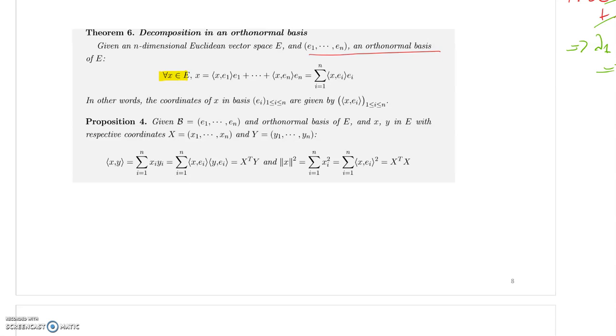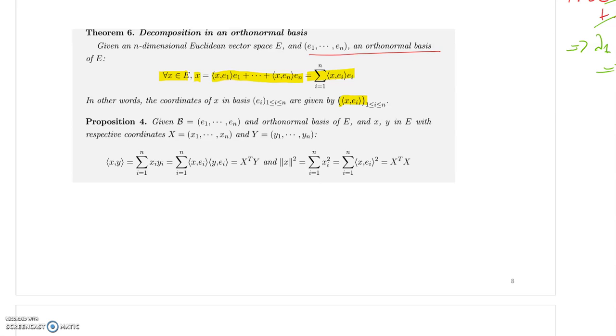All right, for all x in E, x will be written as the sum of coordinates in the basis times the basis vectors. Okay, something like this. And in other words, what it means is that the coordinates of x are going to be given by the inner product of x with the vectors of the basis. All right, so let's see how that works.